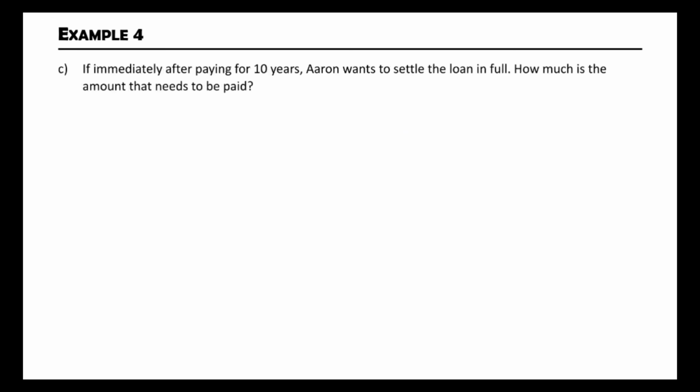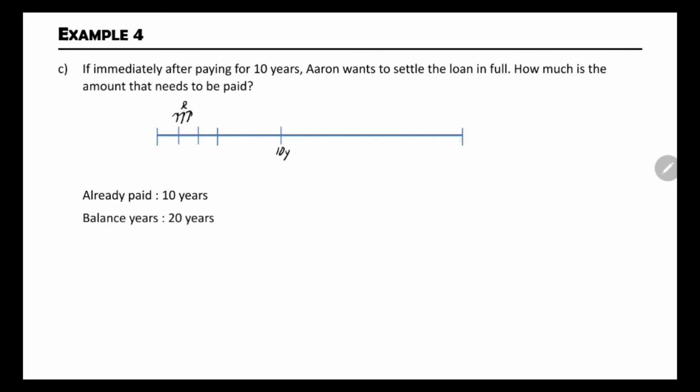If immediately after paying for 10 years, Aaron wants to settle the loan in full, how much is the amount that needs to be paid? So he already paid the monthly payment up to 10 years, and then the remaining years he wants to pay the debt in full. So we have the timeline. Already paid 10 years means here he already paid the monthly payment up to 10 years. And then balance is 20 years because the loan is supposed to be for 30 years. Means the duration here is for 20 years.